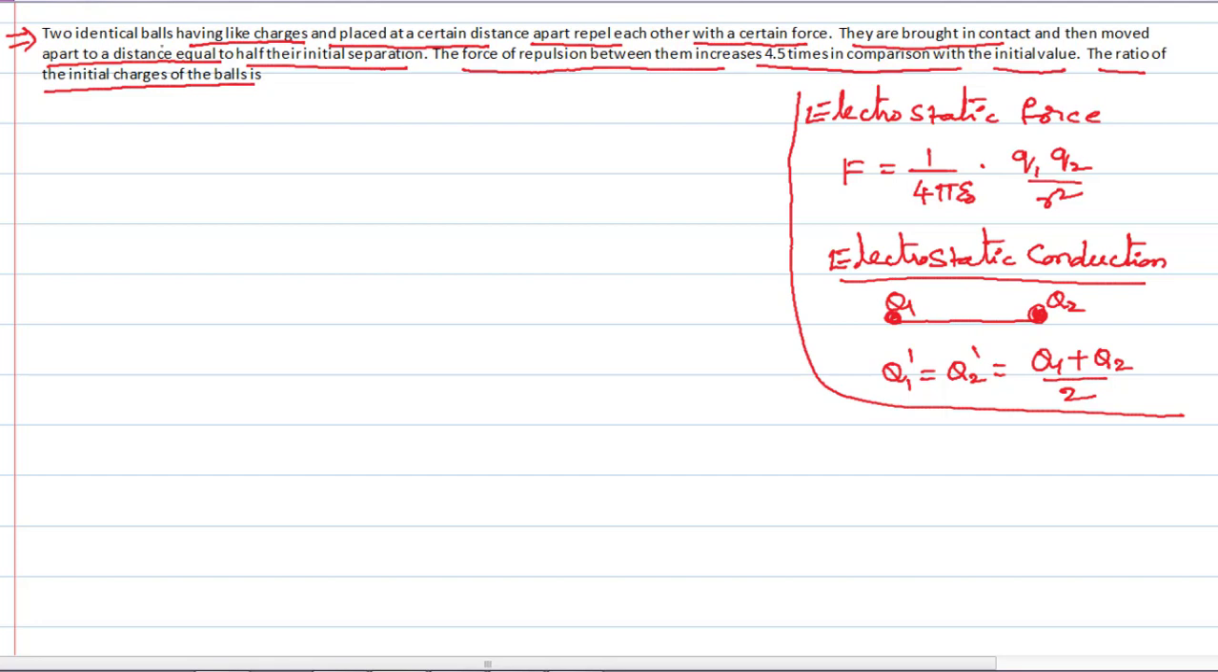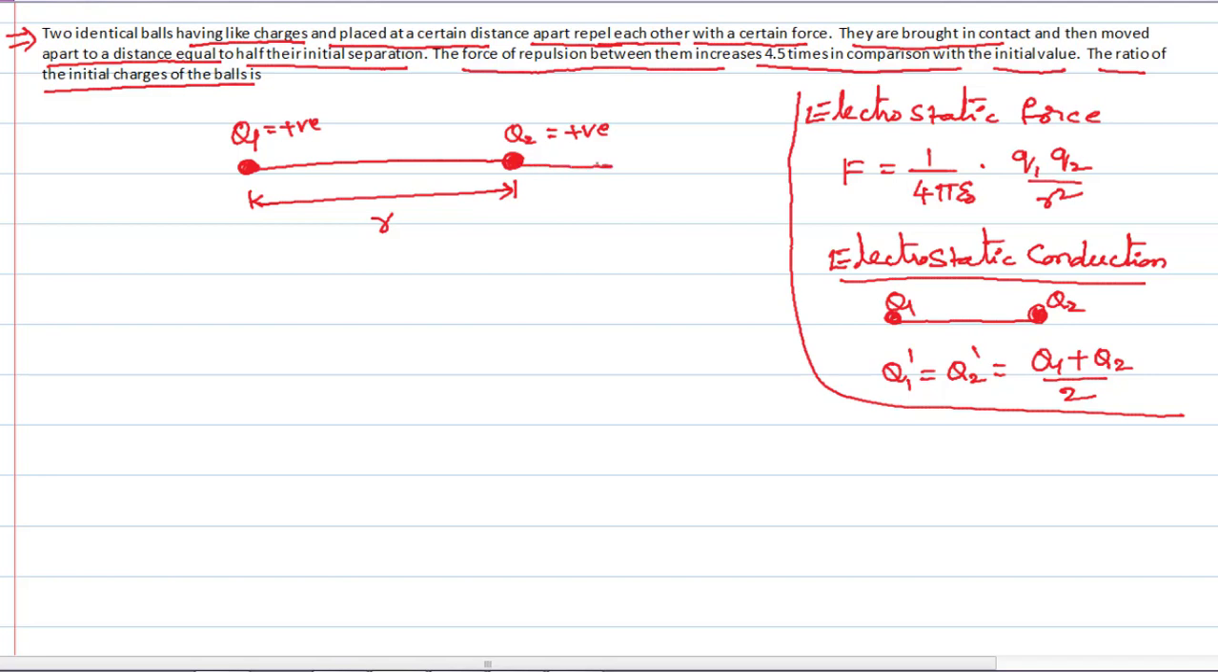Please observe once again: two identical balls means size wise they are the same, but they have like charges. Like charges means Q1 is positive and Q2 is also positive, but magnitude wise they are not the same. Both are like charges and placed at a certain distance. The distance between these two charges I am considering as R. They are apart and repel each other.